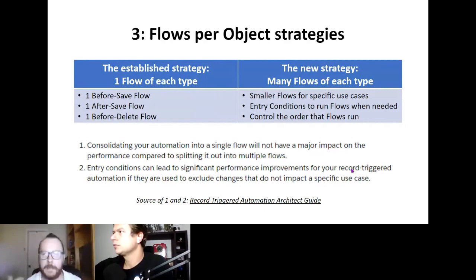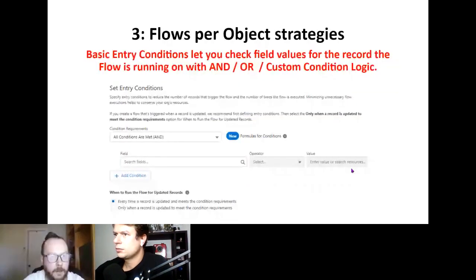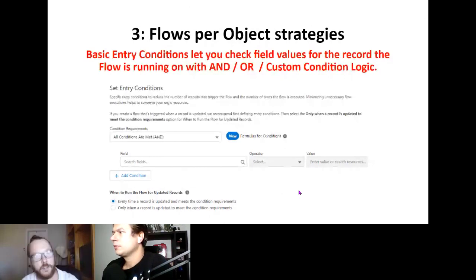So what I want to do for the rest of this third point we're covering is just give a couple of examples on how you can do this. How can you use the entry conditions feature? And then how can you control the order that the flows run in? As you've seen from the demo I've done already, when you're configuring a record-triggered flow, you have this basic user interface where you can select fields from that particular object and do things like equals, does not equal. And then you can select all conditions are met, you can have the or logic instead, or you can have the custom condition logic.